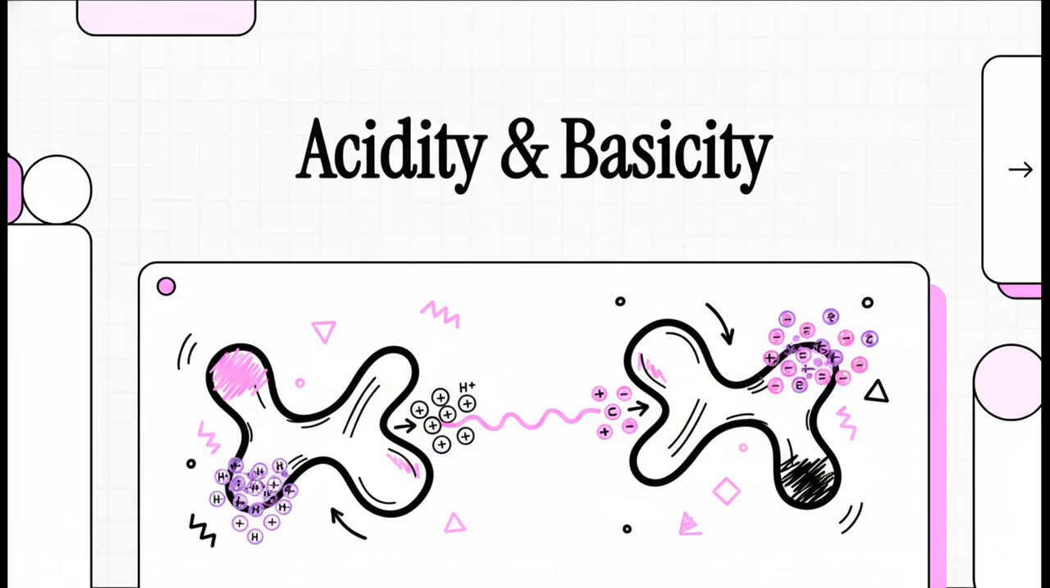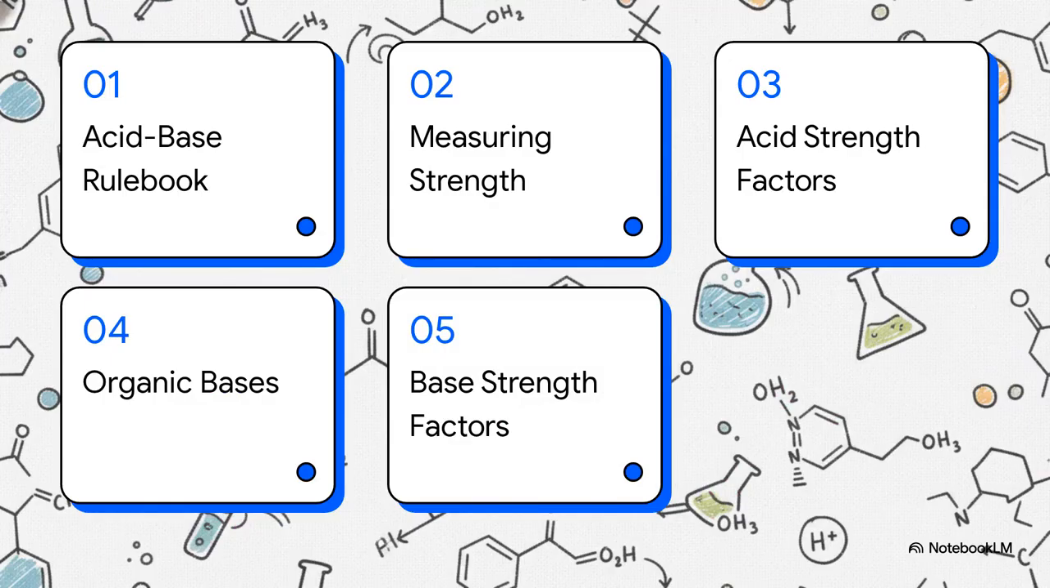Welcome to this explainer. Today, we're taking those static, two-dimensional structures you see in organic chemistry and bringing them to life. We're going to transform them into a dynamic, microscopic game of tug-of-war for protons and electrons. We're decoding the absolute fundamental rules of acidity and basicity. By the time we're done here, you'll be able to look at these structures and predict exactly how they're going to behave. Here is our roadmap for today.